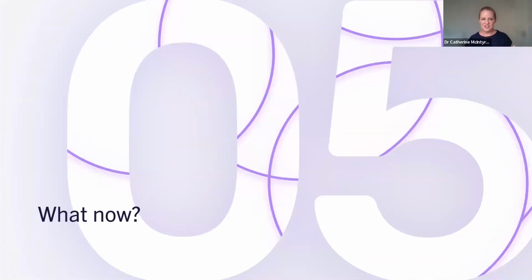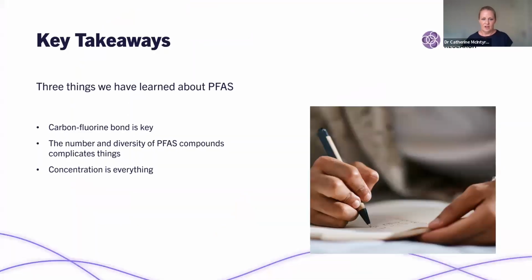Okay, so I've thrown a lot at you, and I realize it's a complex topic, but I hope that you have a better understanding of the issue of PFAS now, and you're probably wondering, what do I do next? But before you leave today, if you take nothing else away from this webinar, please take away these 3 key points. So the carbon-fluorine bond is key. It's the reason for the desirable properties in PFAS compounds, and it's also the reason they are so durable and so difficult to break down.